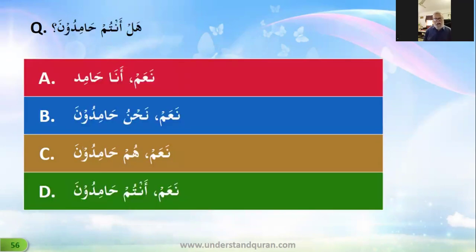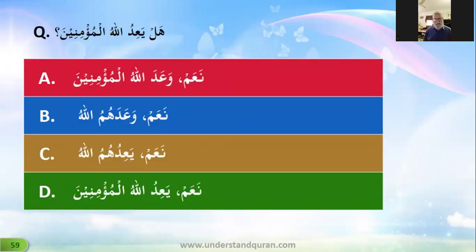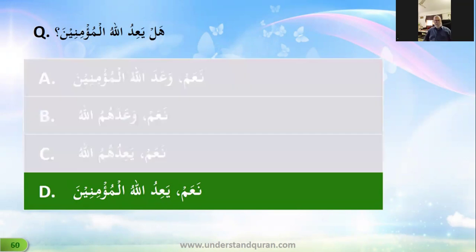Hal antum hamidun? Nam ana hamid, nam nahnu hamidun, nam hum hamidun, nam antum hamidun. B. نعم نحن حامدون. Good. هل يعد الله المؤمنين؟ نعم وعد الله المؤمنين. نعم وعدهم الله. نعم يعدهم الله. نعم يعد الله المؤمنين. C. Okay. Why? See, not C, يعد but الله. D. نعم يعد الله المؤمنين. Ya'id remain the ya in question answer.